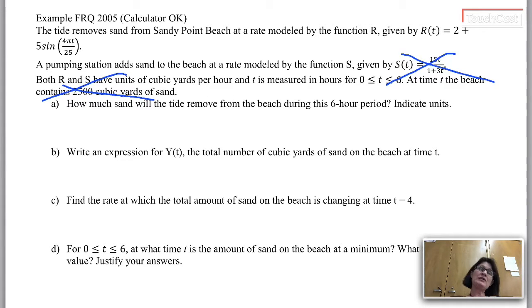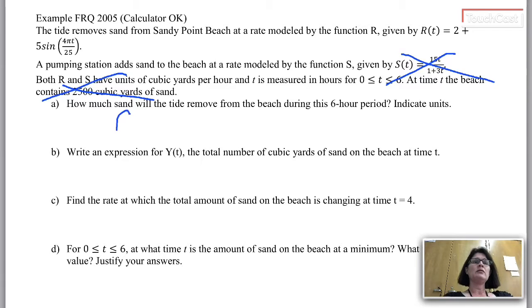We know the rate at which the tide takes sand away. They've called that R of t. So the rate at which sand leaves, that's the derivative of the amount of sand that's on the beach as a function of time. So I know the derivative of the value I want. So how do I undo a derivative? I'm going to use an integral. So this is a little bit like the problem we just did with the potatoes.